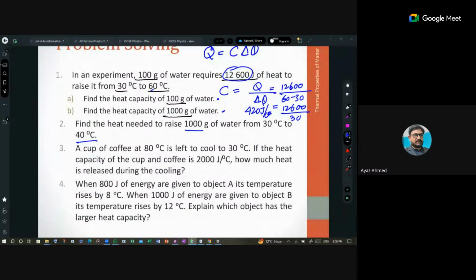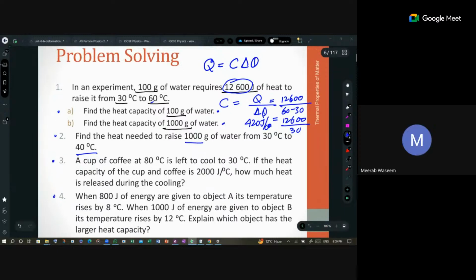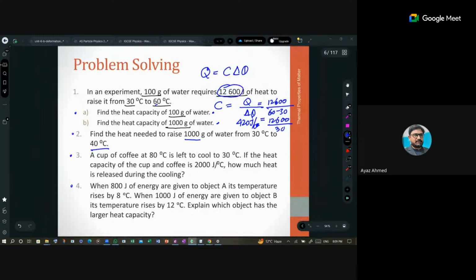You can take a screenshot of this. These all are the same. Actually, we will not use mass in any of these. In this first part you will not use it. Then in the second one, find the heat needed to raise 100 gram of water. The answer for both these parts will be the same.